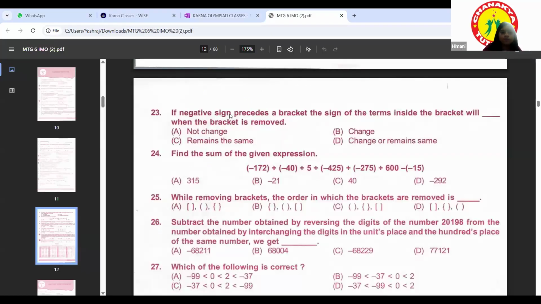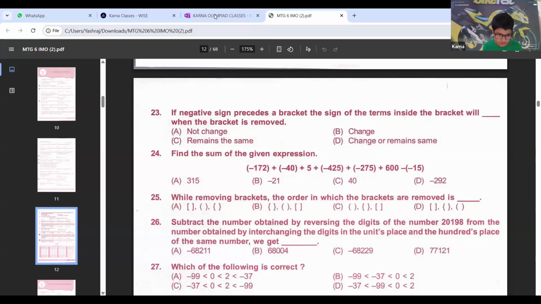Okay, 24th. Ma'am, find the sum of the given expression. Ma'am, 1 minute, I can solve it. Yeah, this is also doable. So keep in mind that if there is a minus sign... Ma'am, 1 minute, I'm solving. Okay, sorry. Just try to avoid the calculation errors, okay?